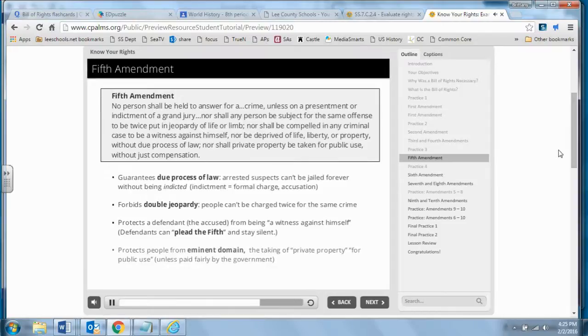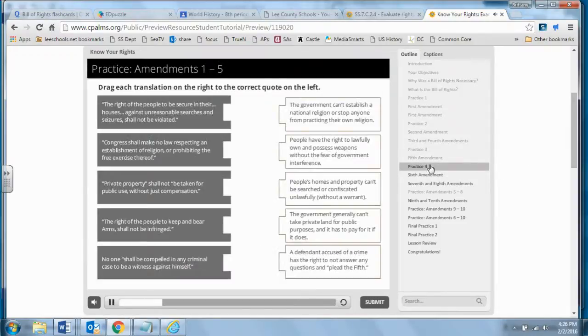Last, this amendment protects people from eminent domain, the taking of private property, usually land, for public use. This right is not unlimited. It doesn't happen often, but in certain cases, the government can take private property for public use, like the building of a highway or a school, if it determines the public need is more important. The Fifth Amendment, however, ensures that if this happens, the landowners will be justly compensated, or paid fairly, by the government.